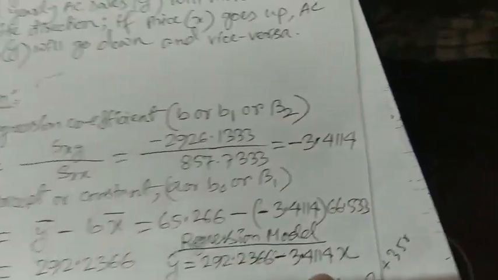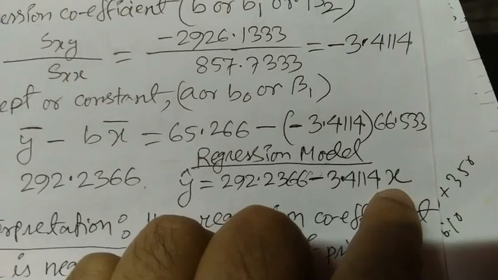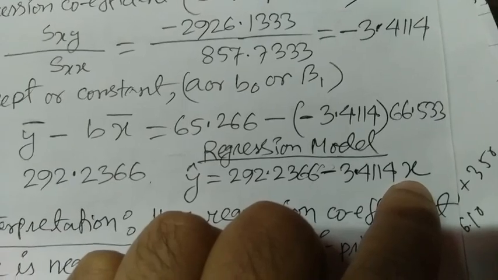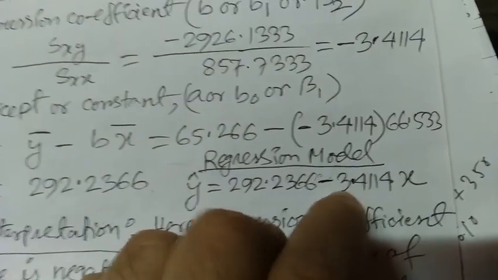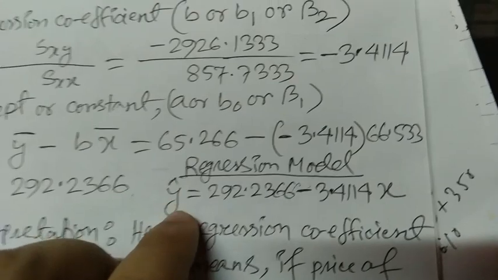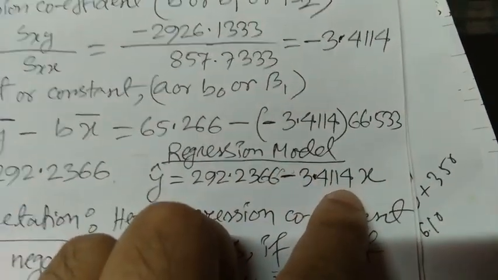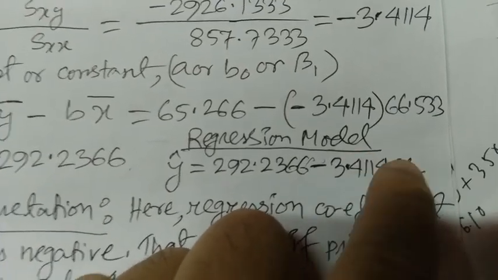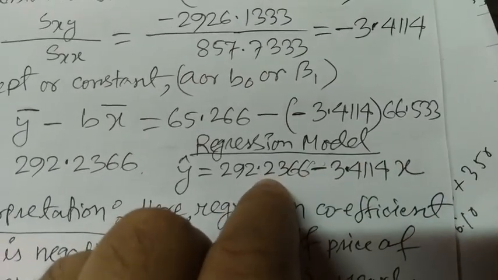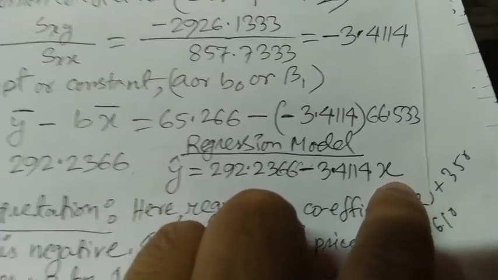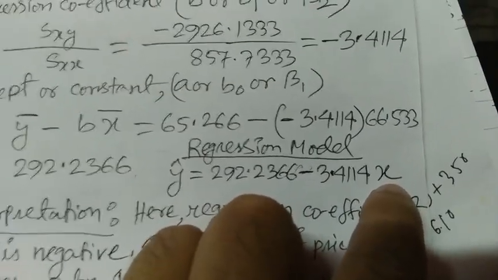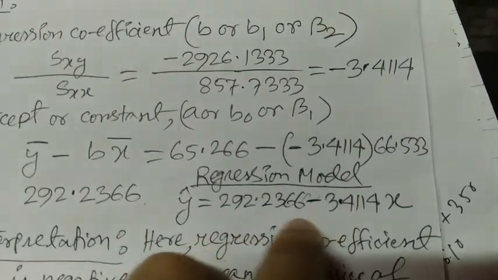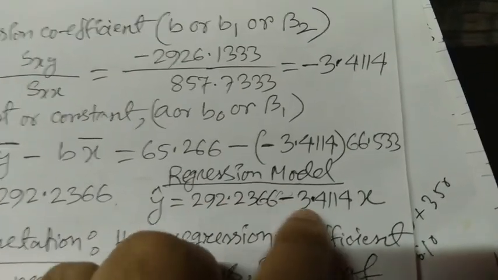So you can see, if you put the value of x as 1, that means this coefficient multiplied by 1 gives minus 3.414. That means the value of y will go down by this much. First you put the value of x as 0. If x is 0, then this term is 0, so y is just this one. Now if you put x as 1, you will see that 1 multiplied by this coefficient means minus 3.4114. That means the value of y will go down by this much.